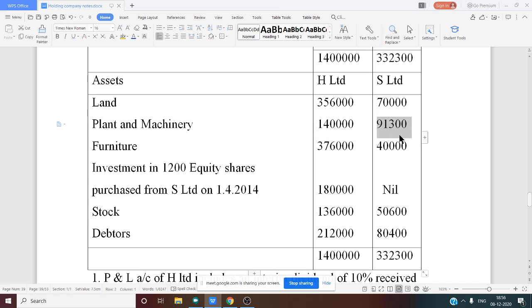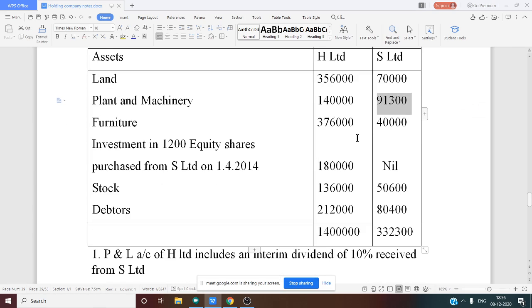Now this 91,300 is increased to 1 lakh 11,300. So you have to take the revaluation amount or agreed amount. So instead of 91,300, you have to take 1 lakh 11,300. That is given in the adjustment. Furniture, add both, no adjustment. Investment in shares, that is cancelled because it is set off. Then stock, you have to add both and deduct unrealized profit.